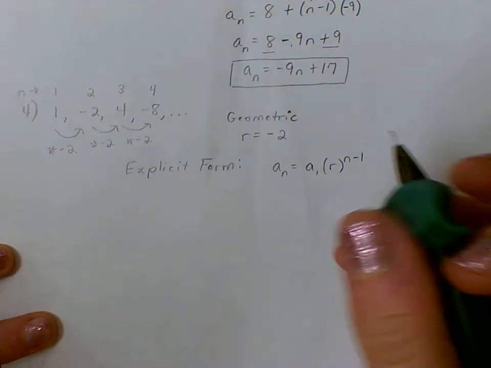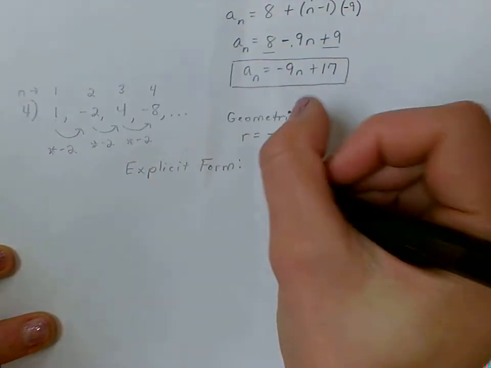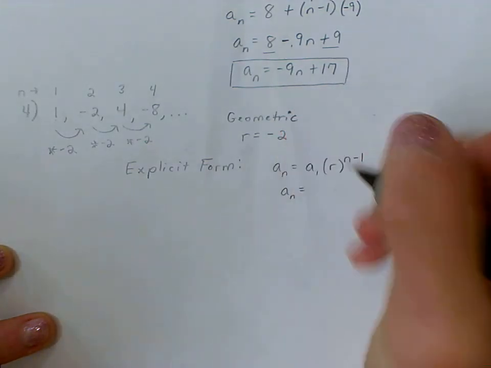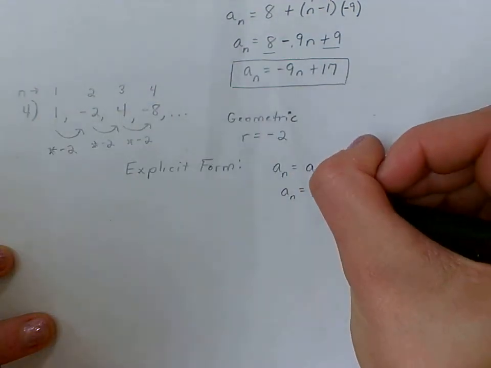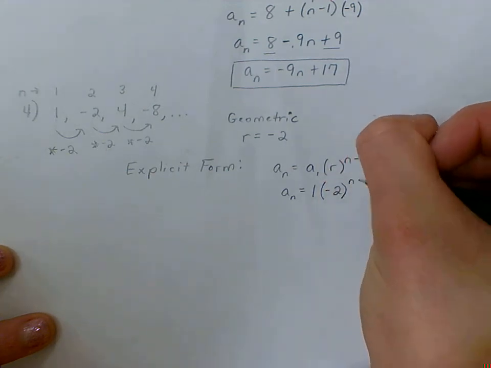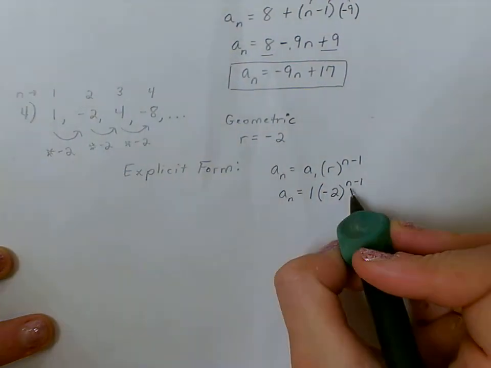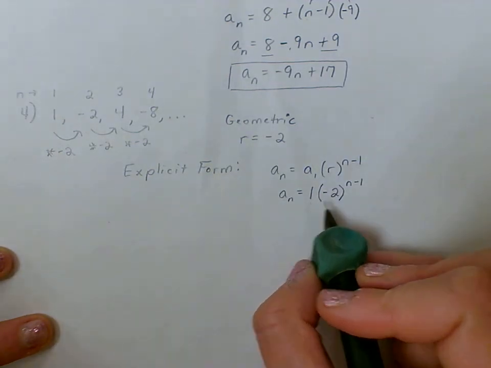So, sorry about that. You're just going to plug in your first term and your common ratio. So my first term in the sequence would be 1, so that's what goes for that. And then my common ratio is -2, because that's the number I was multiplying by. And then you just leave that n minus 1 the way it is. Now with this one, what you're going to want to do is multiply these two numbers.